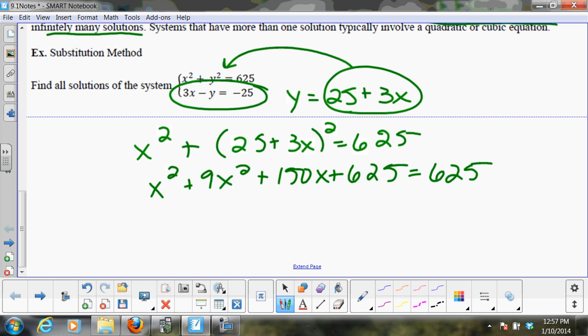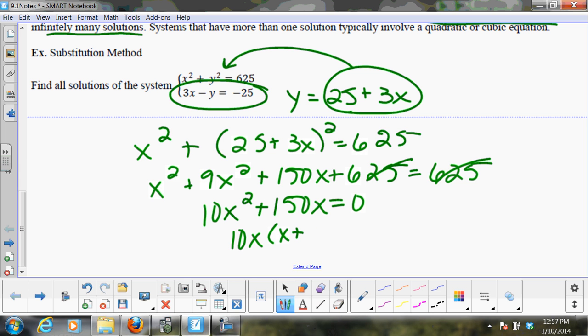Well, each side is 625. Those can just go away then. And we're left with 10x squared plus 150x equals 0. Factor out a 10x. So we have 2 answers. One where x is 0, and the other where x is negative 15, which means there's also 2 y's.